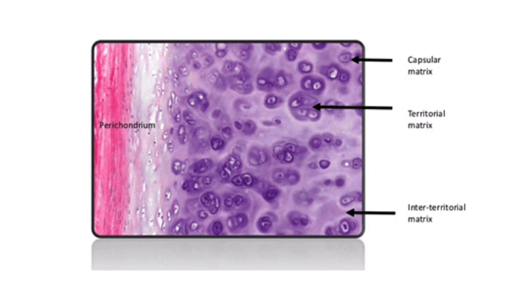Now, individual cells are surrounded by a dark stain and that is known as the capsular matrix. The cell nest is also surrounded by a dark stain, that is the territorial matrix, and in between it is known as the interterritorial matrix.